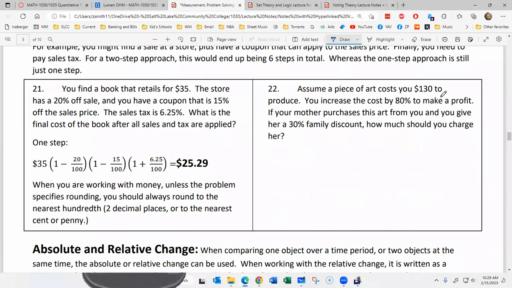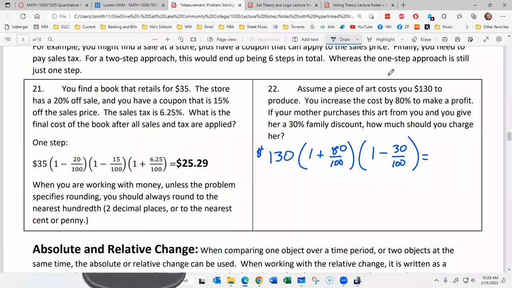The reason why I like the one-step process is on questions like number 22, where we have a piece of art that costs $130. You increase the cost by 80%, so that would be 1 plus 80 over 100. But your mother purchases it, so you give her a 30% family discount. That's 1 minus 30 over 100.